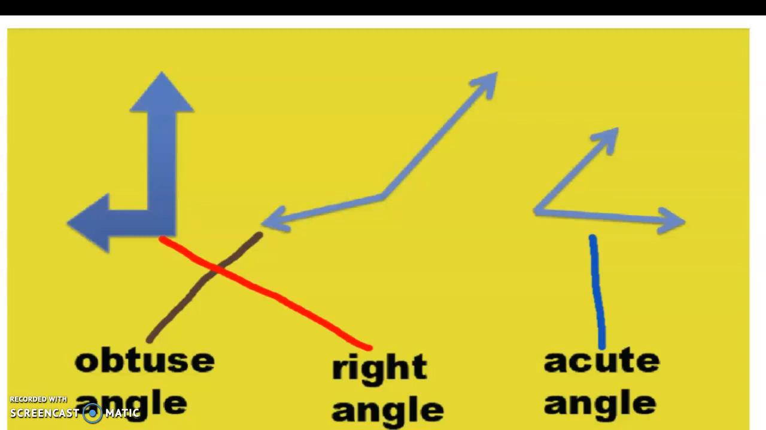There are three different types of angles. There is an obtuse angle, a right angle, and an acute angle. An obtuse angle, with the brown line pointing to it, is an angle that is greater than a right angle. An acute angle, which has the blue line pointing to it, is an angle that is less than a right angle. And the right angle, right here, has the red line going to it, and that is an angle that comes together at a corner.